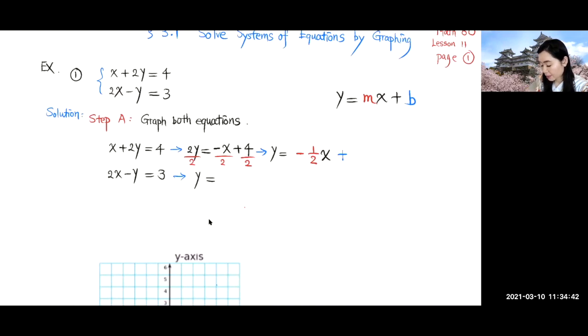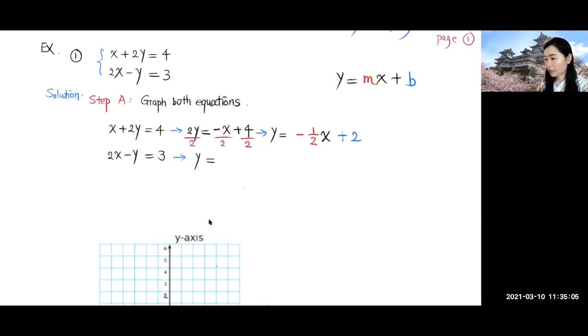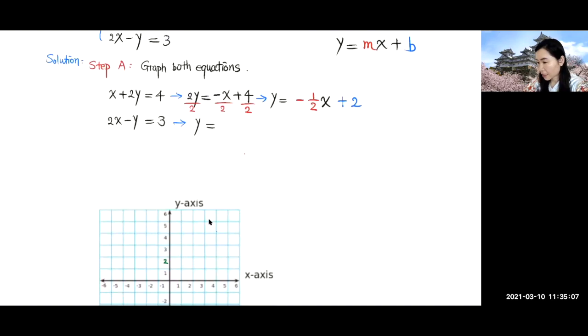See, this is negative 1 over 2, there's an invisible 1 here, and then times x. You can put the x on the side or in the numerator on top. These two are equivalent. Now, 4 divided by 2 will be 2, so we add 2. Now you see that this is the y-intercept, and this is the slope.